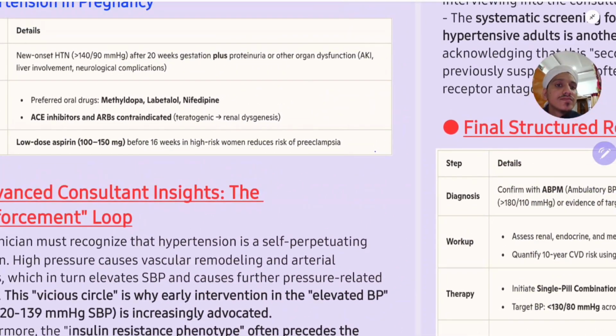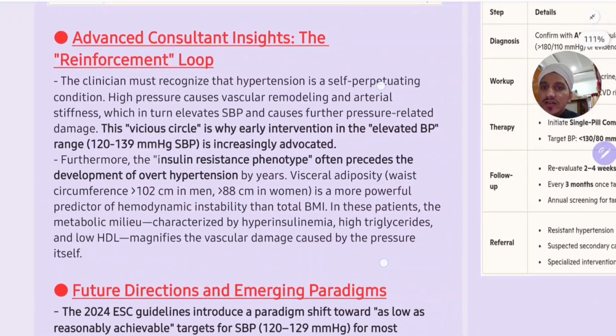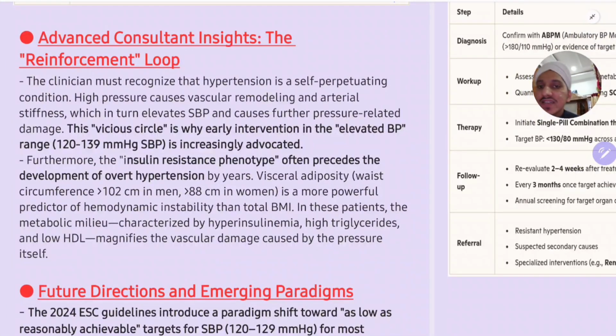We are concluding hypertension now, and I will close this. So, what are the advanced consulted insights? That thing is the reinforcement loop. The clinician must recognize that hypertension is a self-perpetuating condition. High pressure causes vascular remodeling and arterial stiffness, which in turn elevates SBP and causes further pressure-related damage. This vicious circle is why early intervention in the elevated range is increasingly advocated. So this is known as the reinforcement loop, which I have discussed in pathophysiology.